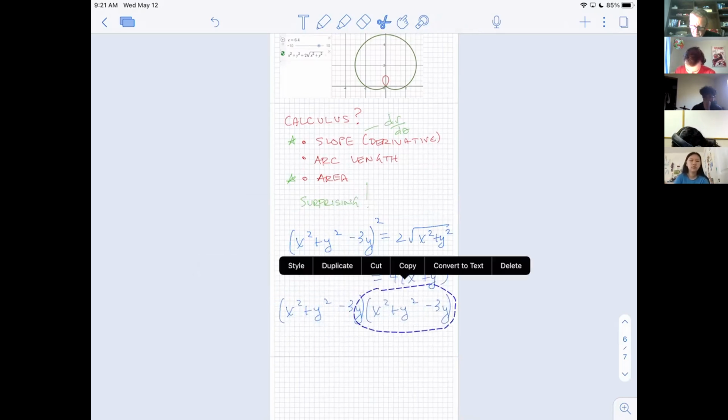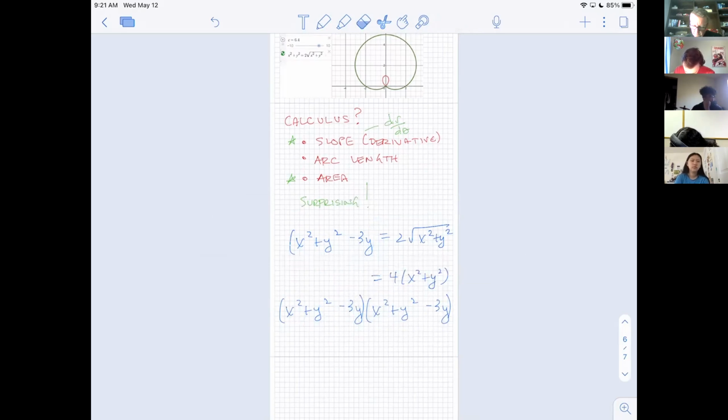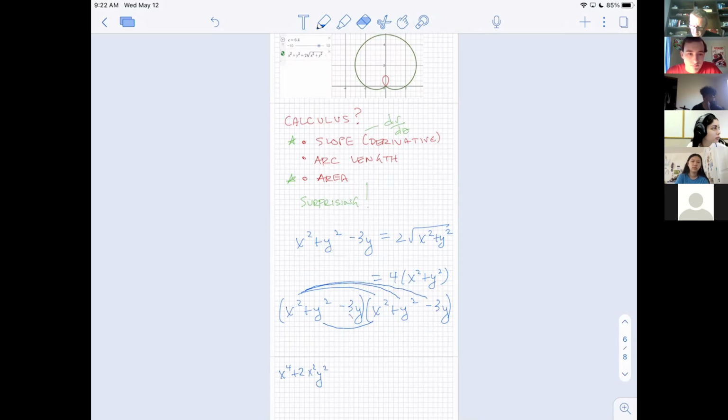So I'm going to have to take that and multiply it by itself. So let's see, what am I going to get? I'm going to get an x to the fourth term. I'm going to write this really small. And I'm going to get an x squared y squared term and another x squared y squared term for a total of 2 of them. And I'm going to get a minus 3x squared y, but I'm going to get another minus 3x squared y for a total of 6 of them. And so that takes care of all of the first x squared.